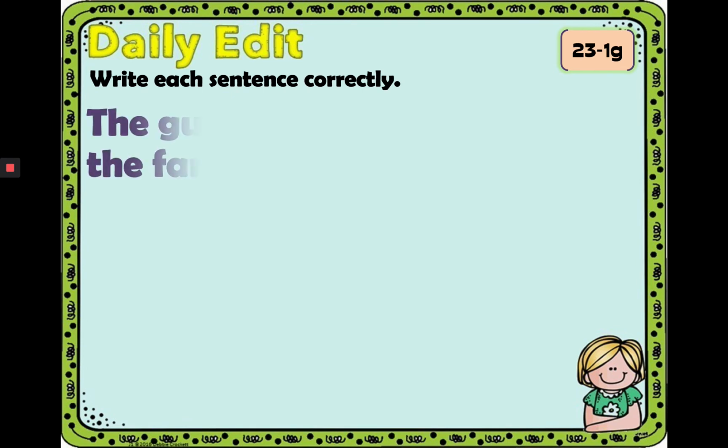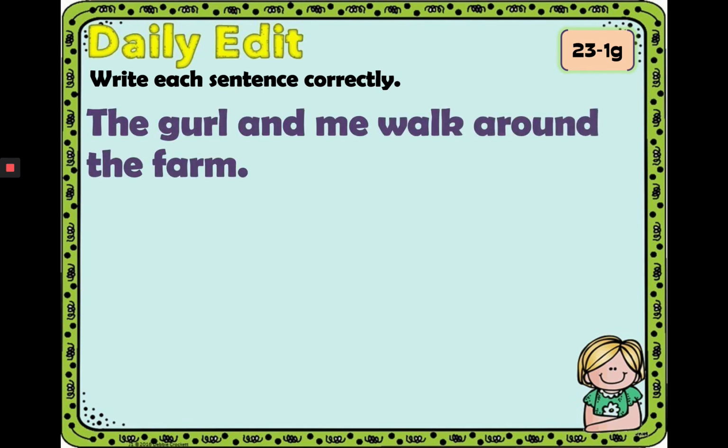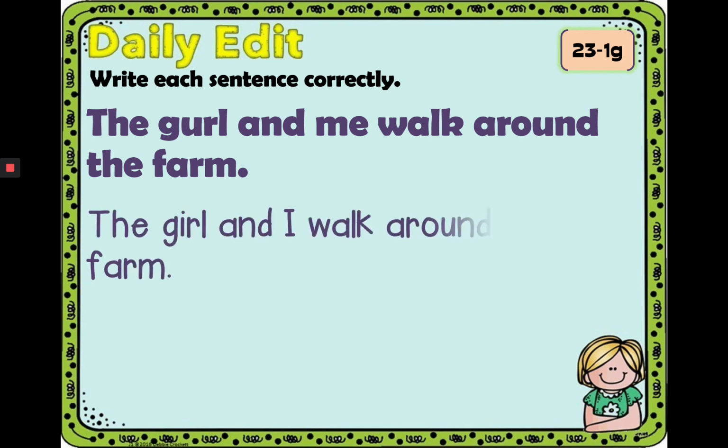My daily edit. The girl and me walk around the farm. There's a couple of things that are wrong with this sentence. I want you to pause, see if you can find out what's wrong with it. I'm going to tell you after you pause. So go ahead and pause. All right, the girl and me walk around the farm. Let's see what's wrong with it. The girl and I walk around the farm. Girl is spelled G-I-R-L. And if you're talking about someone else and yourself, you would say the girl and I. That was a lesson that we worked on a couple weeks ago in reading, so hopefully you remembered that rule.